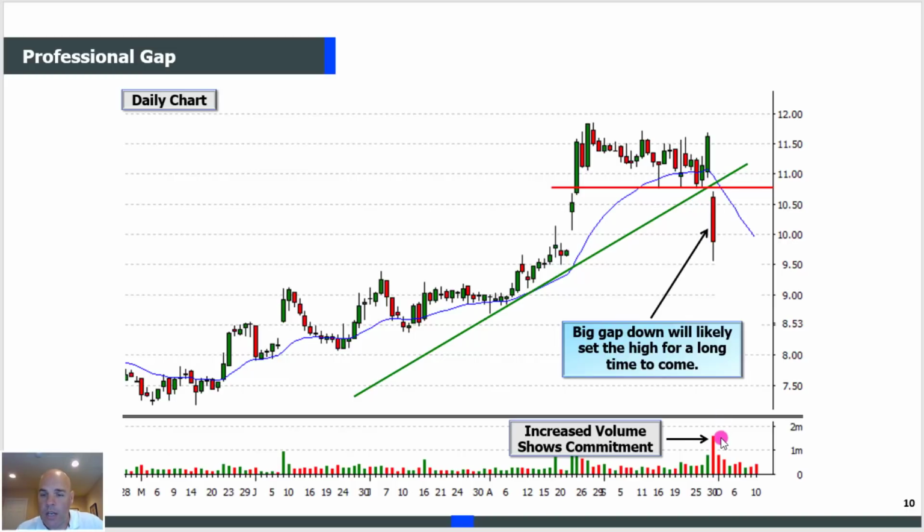Look at the huge increased volume. Look at the increased range. So a big gap down will likely set the high for a long time to come. And we're looking for an entry somewhere under 10.50. But that's only step one. That's only step one.